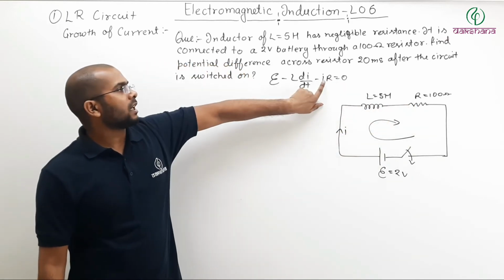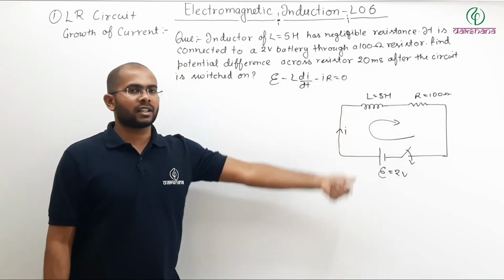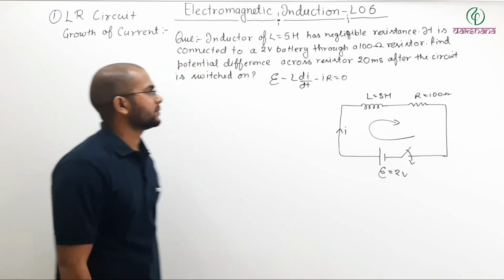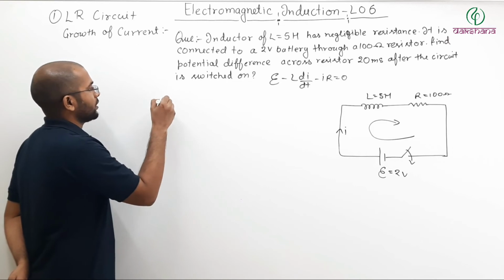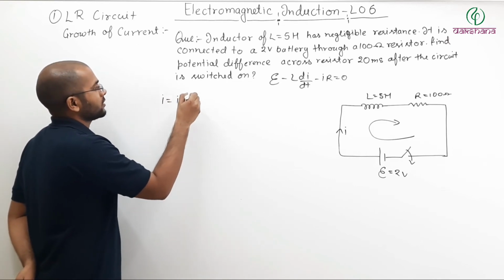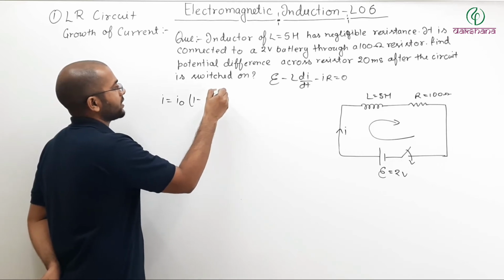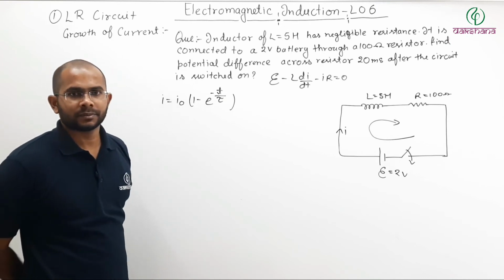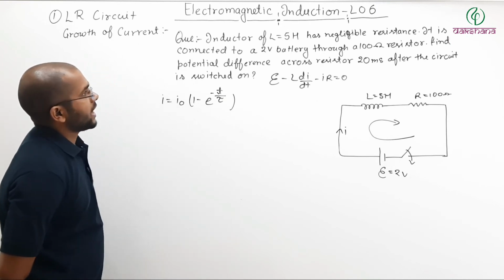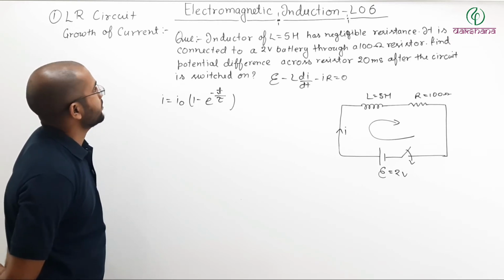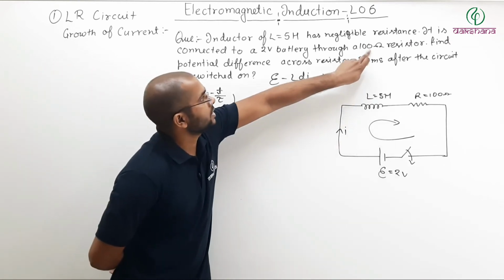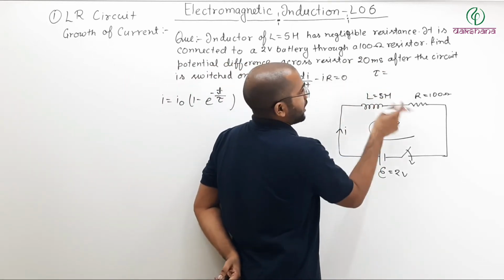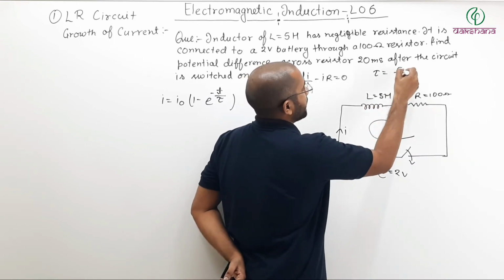So if I know the current 20 millisecond after the circuit is switched on, I can know the potential difference. So let us find the current. How do we find the current? We already know the formula: I equals I naught times (1 minus e to the power minus t divided by tau). Correct? Now, what is time? Time is 20 millisecond. What is tau? Time constant. Resistance is 100, L is 5. So tau is nothing but L by R, 5 by 100.